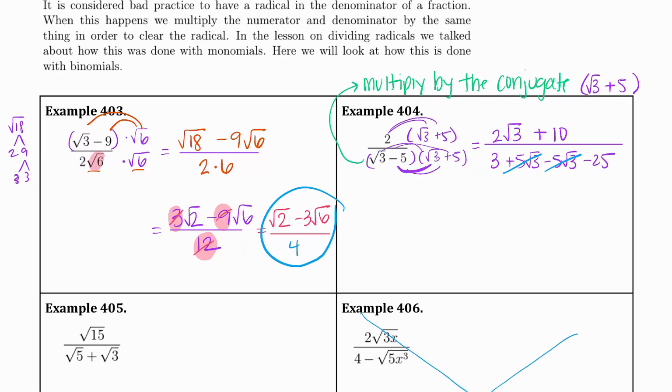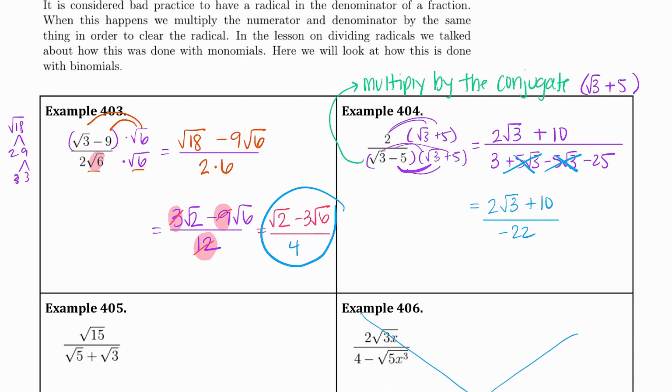That's always going to happen when you multiply something by the conjugate, those two middle terms with radicals are going to cancel out. And that's why we do that, because we're trying to get rid of those. So if we see what we have left, we have 2 square root 3 plus 10 on top. On bottom, 3 minus 25 is negative 22.